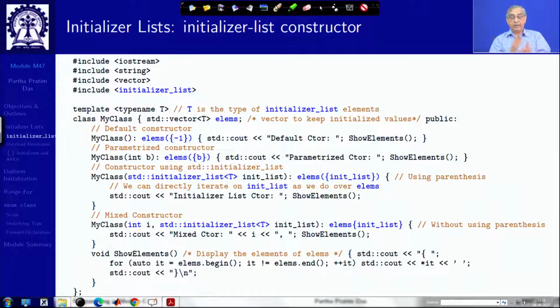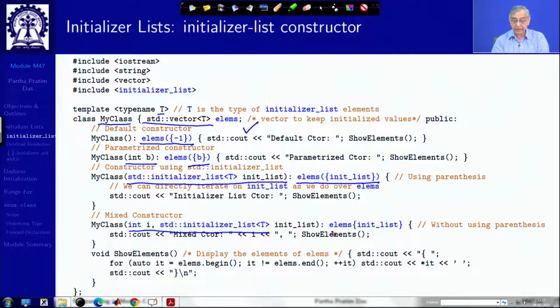So, with that, let us take an example with different variants. I am trying to define my class with a vector of t elements. My class is templatized by t. I have a default constructor, so I just initialize it with some arbitrary default value, list of -1. I have a parameterized construction which takes B. I have an initializer list construction which takes an initializer list and copies it to LM. I can have a mixed constructor also, which takes an integer and an initialization list and copies it. You can see that using this parenthesis is optional here.